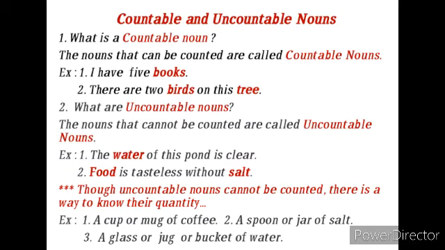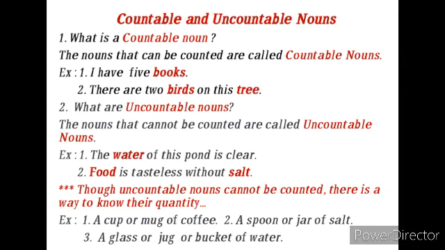Now let me tell you what is an uncountable noun. The nouns that cannot be counted are called uncountable nouns. Example, the water of this pond is clear. Food is tasteless without salt. So my dear children, you all know that you cannot count water. Can you? No. Food cannot be counted. Salt cannot be counted. These are uncountable nouns. But let me tell you a very important fact. Though these uncountable nouns cannot be counted, there is a way to know their quantity.